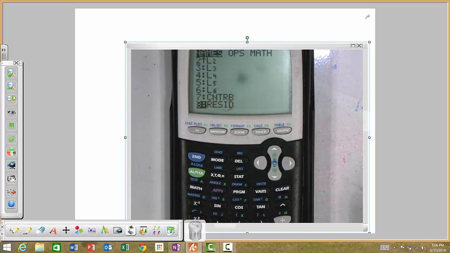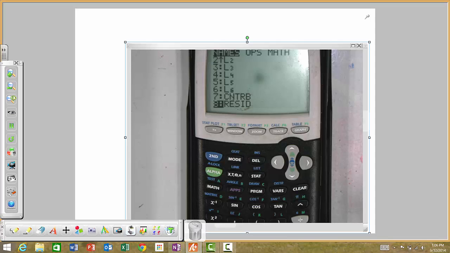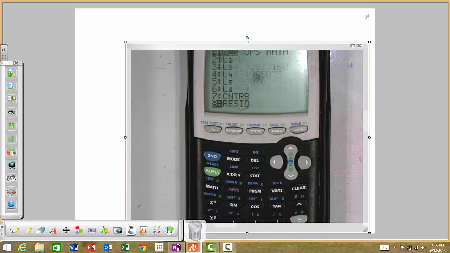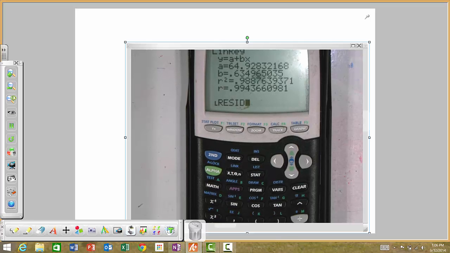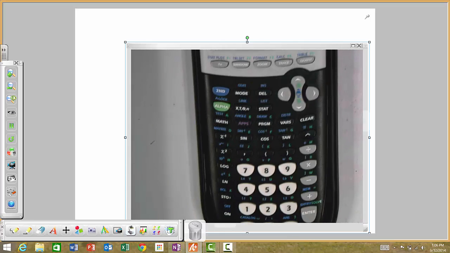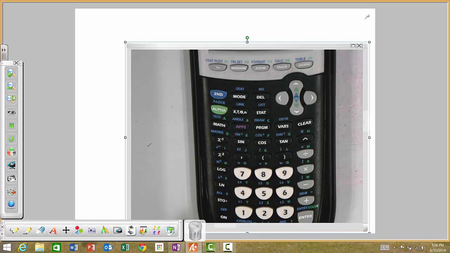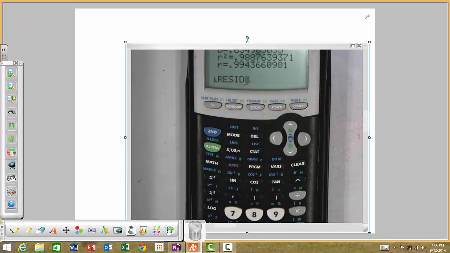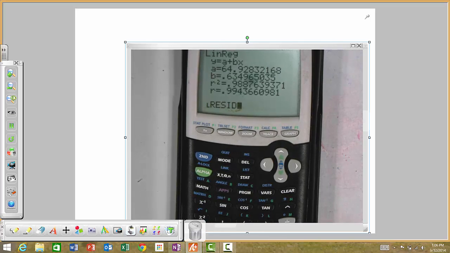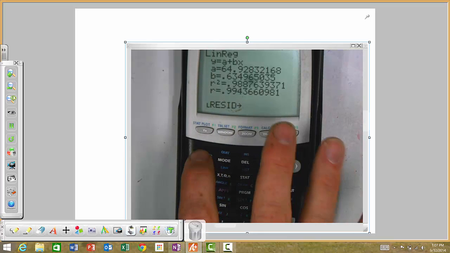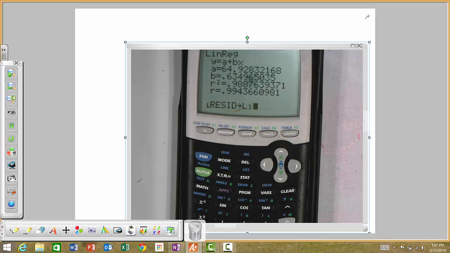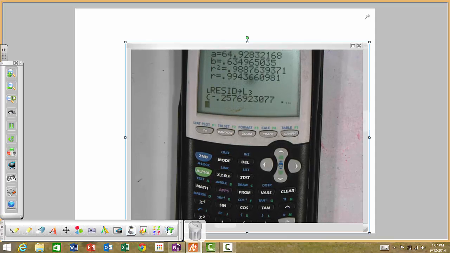Some of your calculators may be number 7, some it might be number 8. For the 89s, I don't know where it is. You're going to have to find it yourself. But I'm going to press enter. And then way down here, there's a store button, STO. It's right above the on. If I press store, and I want to put it in L3, so I press second, L3. This put all of my residuals in L3.